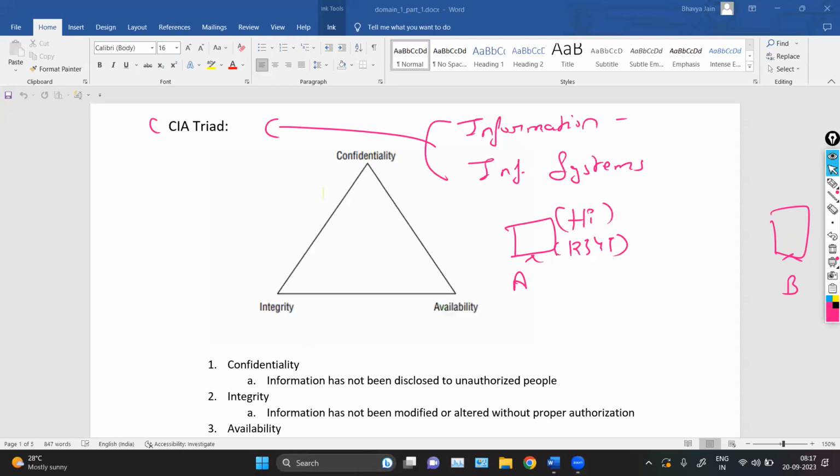So let's say I am sharing the message. Let's say user A is sharing the message to user B. Now here we are ensuring the confidentiality, that no one can read, or we can say understand, my data. So let's say there's an attacker sitting in the middle of user A and user B.